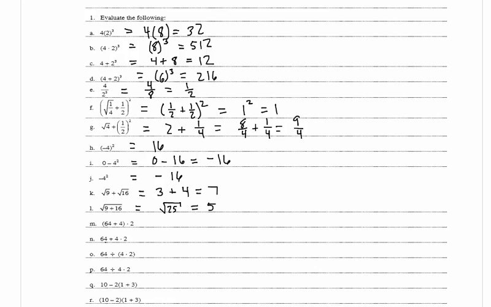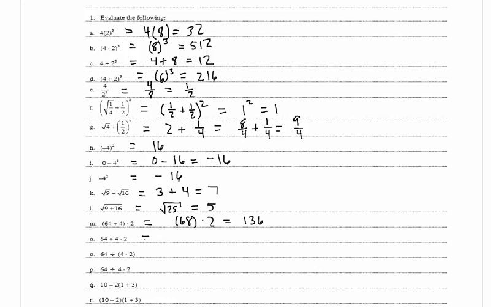In M, we have (64 plus 4) times 2. And we want to take care of inside the parentheses first. So we're going to do 64 plus 4 is equal to 68 times 2. 68 times 2 is equal to 136.